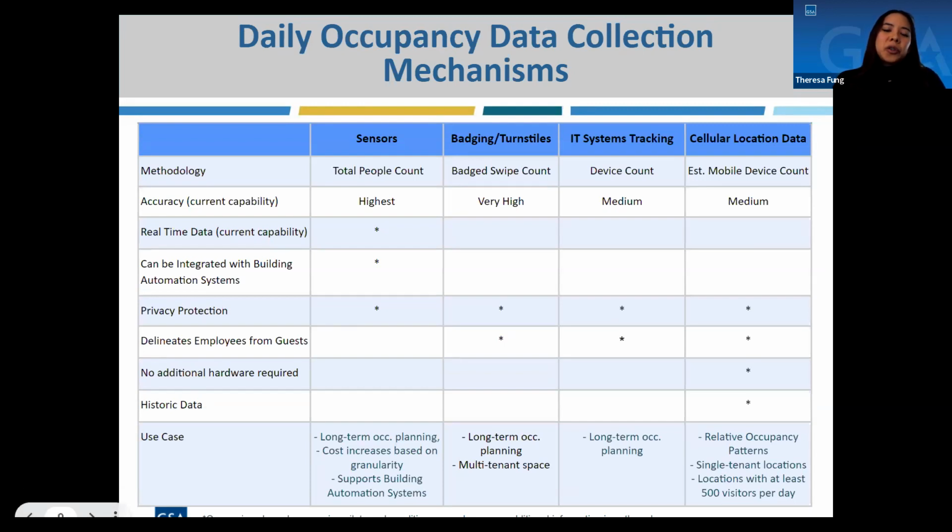As far as security concerns or privacy concerns, there are ways to leverage all of this information, all these mechanisms, without capturing personally identifiable information. With sensors, if you're not using a camera-based system, there are sensors that are anonymous. With the badging systems, unless you're linking it to HR information, you can generate anonymized credential counts. And then with the cellular location data, it's commercially available information.